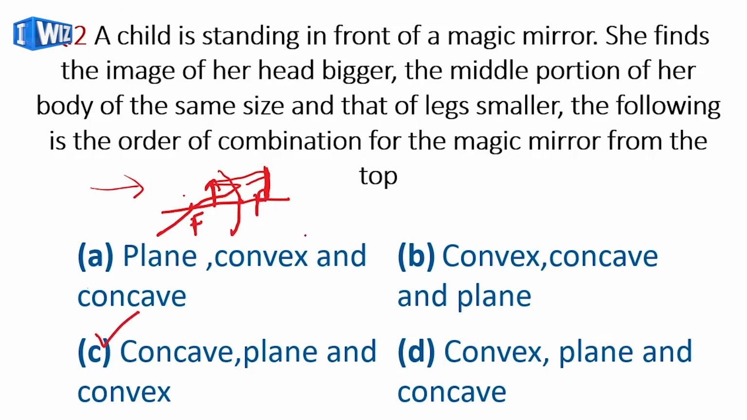C1. Concave, plane, and then convex. Convex will form a very highly diminished image. So a convex mirror is used when the image formed is very diminished. Let's move to the next one.